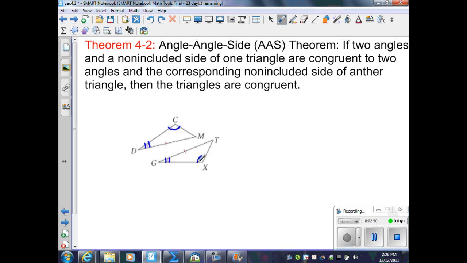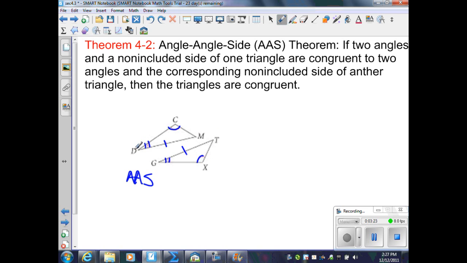The non-included side is segment DM, and given to be congruent to segment GT. Segment DM and GT are corresponding sides, and they are non-included. Therefore, given angle, angle, side, I can state that these two triangles are congruent by the given theorem. The other non-included side would be segment CM and TX.